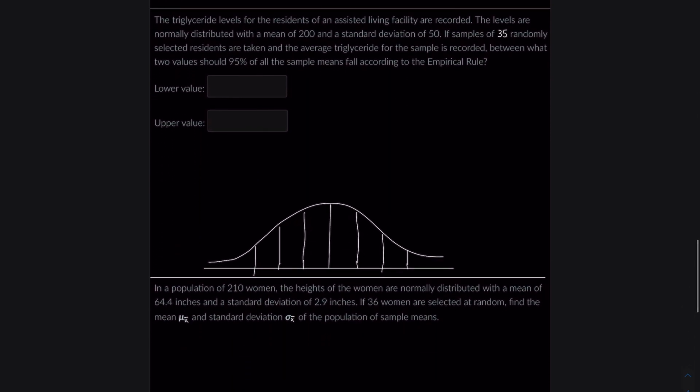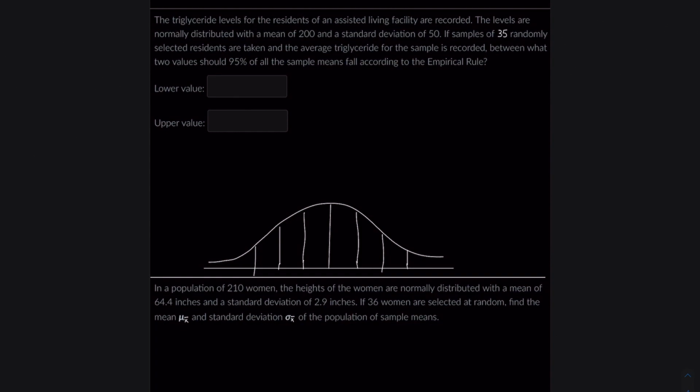Next problem says the triglyceride levels for the residents of an assisted living facility are recorded. The levels are normally distributed with a mean of 200 and a standard deviation of 50. If samples of 35 randomly selected residents are taken and the average triglyceride for the sample is recorded, between what 2 values should 95% of all the sample means fall according to the empirical rule?